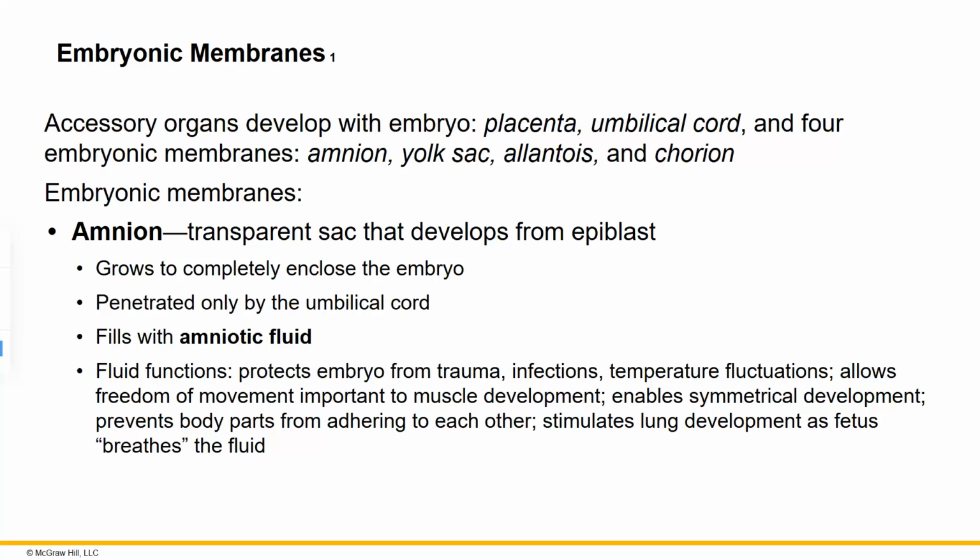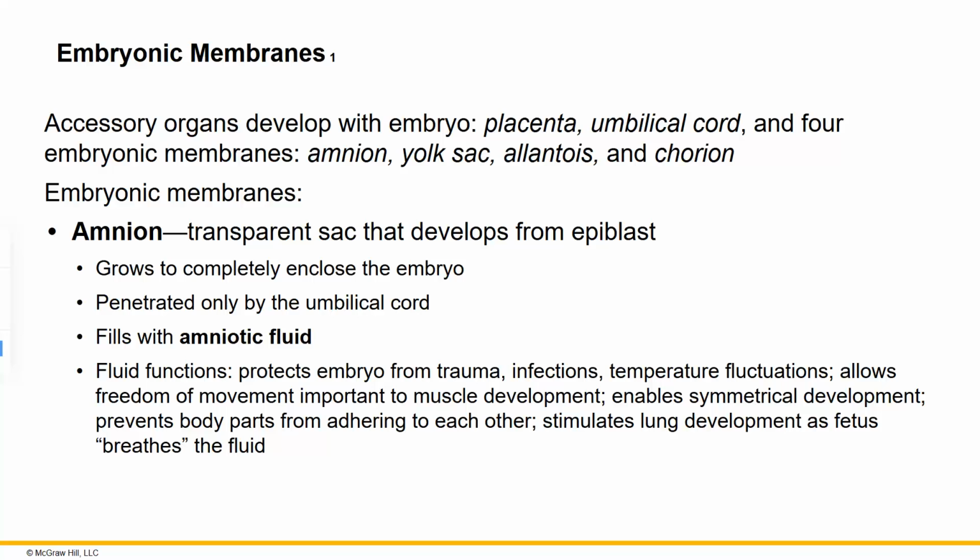Embryonic membranes. The accessory organs develop with the embryo: the placenta, the umbilical cord, and 4 embryonic membranes: the amnion, yolk sac, allantois, and chorion. Starting with the amnion, it's a transparent sac that develops from the epiblast. It grows to completely enclose the embryo. It's penetrated only by the umbilical cord, and it fills with amniotic fluid. This is that clear sac. It looks like a plastic bag around the baby.